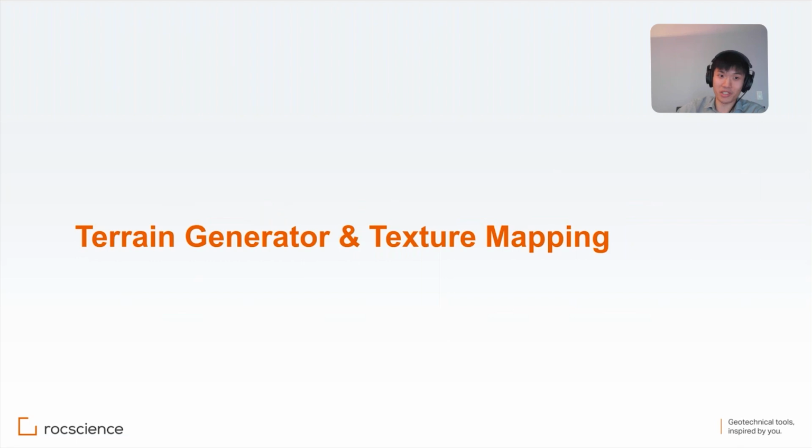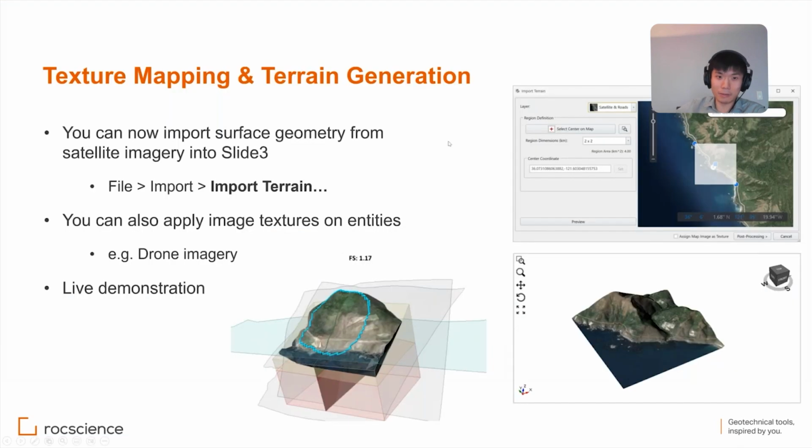The first thing I'll go over is the terrain generator and a similar feature called texture mapping. Essentially, you can now import surface geometry and satellite imagery into Slide3 using the new dialog. You can also apply image textures onto the entities in your model. So you get some really cool looking geometric entities in your model that you can use and manipulate. For example, you can use drone imagery as well, and you can put those onto the surfaces that you create. I'm just going to do a real quick live demonstration of this.